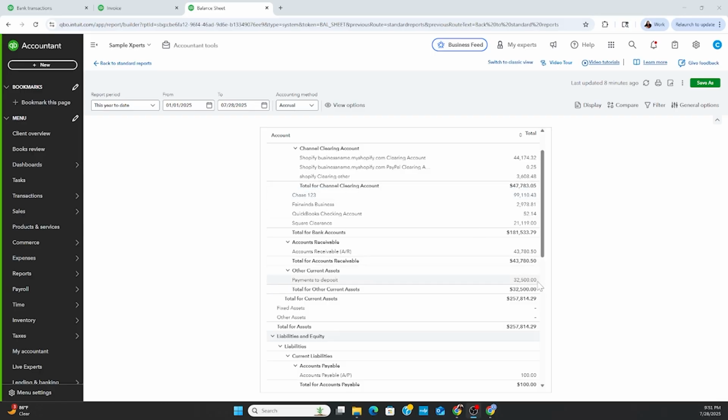All right, so next, undeposited funds. If it's not here, it means we don't have any issue, or payments to deposit. I'm sorry, it's right here. Undeposited funds and payments to deposit are the same thing. It's an asset account, and it's part of the QuickBooks workflow. When you receive the money, you're going to record the payment, send it to payments to deposit, and then you're going to record the deposit.